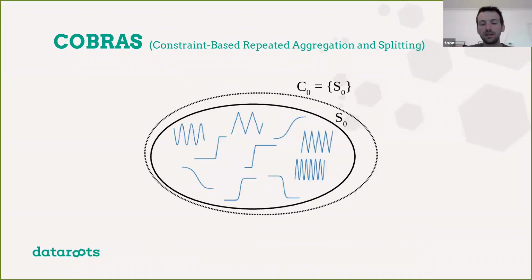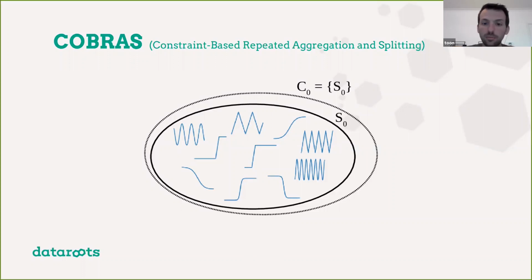So I will illustrate this procedure on the same toy dataset. And in the initial situation in COBRAS, we just have one big super instance, and this is part of its own cluster. And now the first task, of course, will be to split this super instance into several smaller ones. And then we have to ask, well, how many new super instances should we create? And this time we will also answer this question by using pairwise constraints.